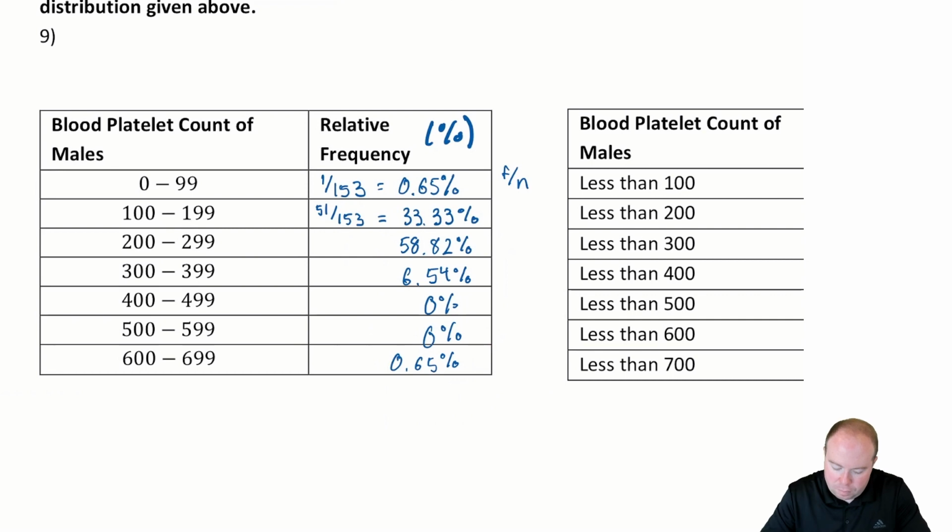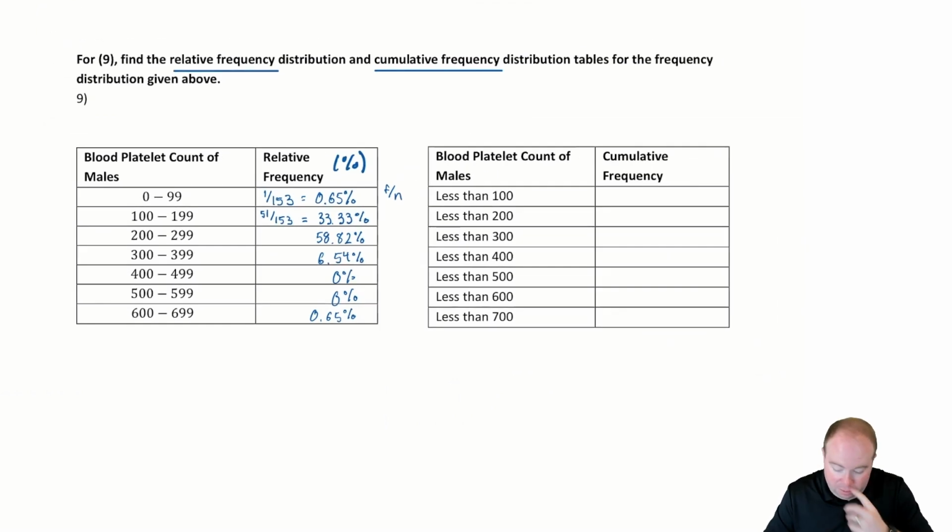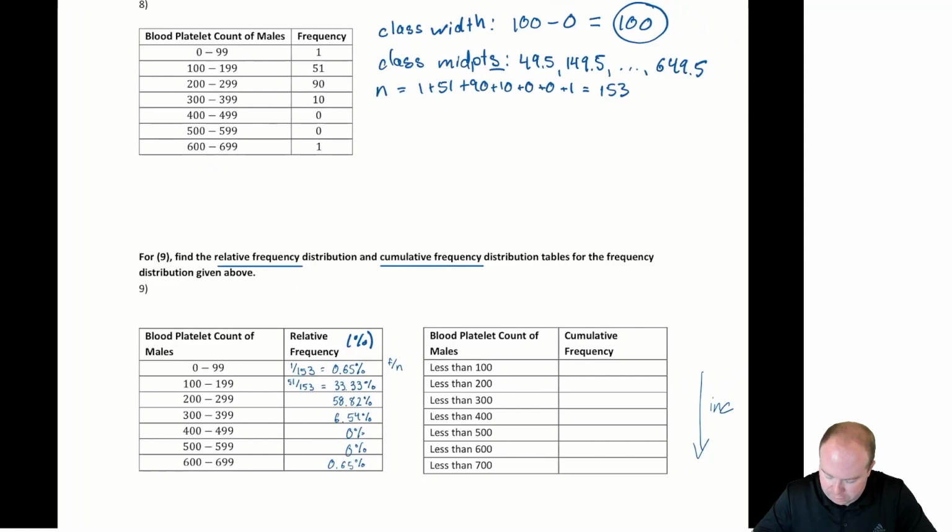All right. Now looking at the cumulative frequency distribution, to accumulate means to increase. So if you think about it, as you go down this column, it should be increasing. The first one's going to match, so it's going to be 1. Just this first one carries over. The second row is going to be what we had from above, so 1 plus the 51 new ones that we've encountered. So that's going to be 52.